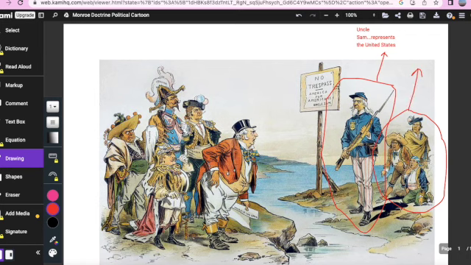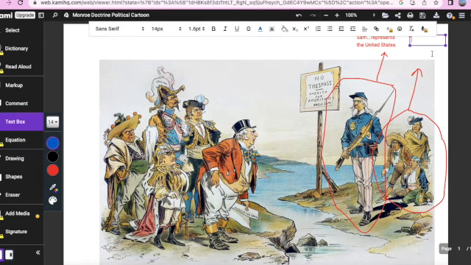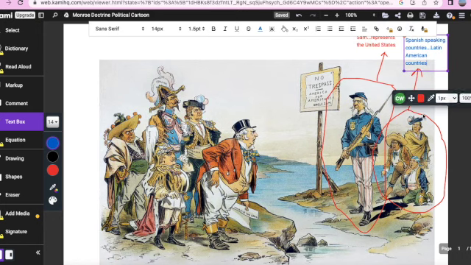And we're going to do another arrow. He is wearing a sombrero, and a stereotype for Spanish-speaking individuals is that they wear sombreros. So that is who is represented here. Spanish-speaking countries, Latin America. Latin American countries. Okay, so we have Latin America here.